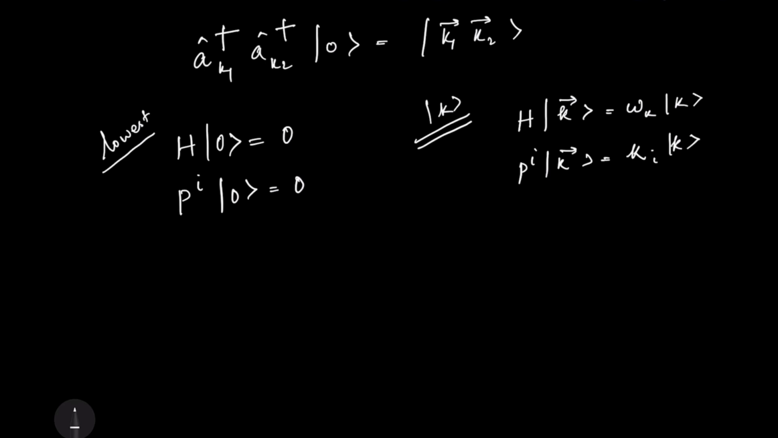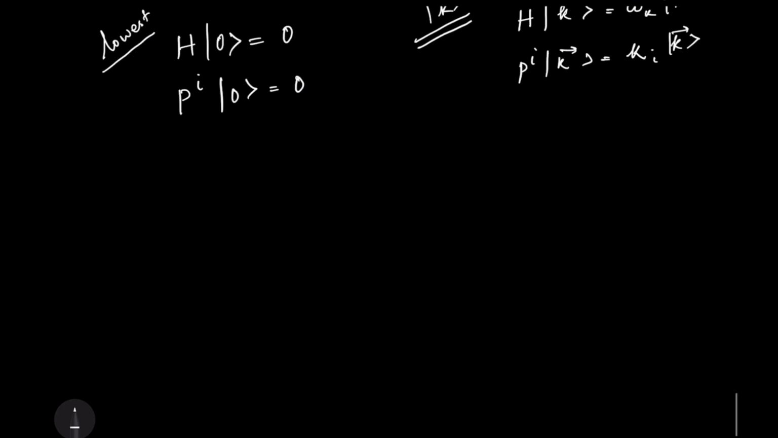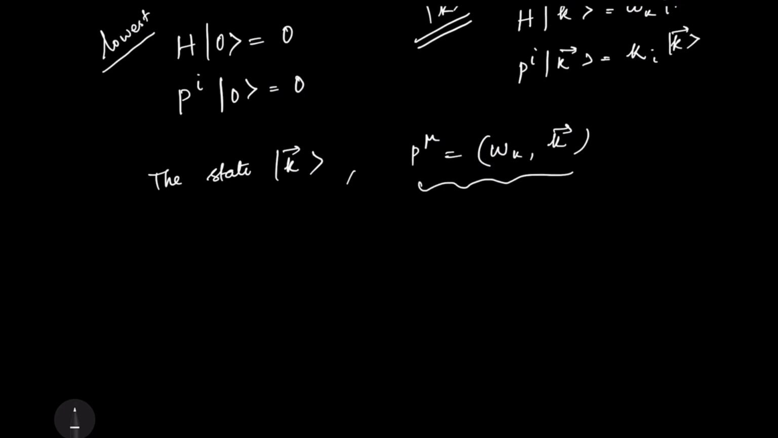So here, all these states I'll represent by the vector K. The state K has a space-time momentum, which I can represent as P^mu = (omega_K, K). This is the same as the relativistic momentum of a relativistic particle of mass m.